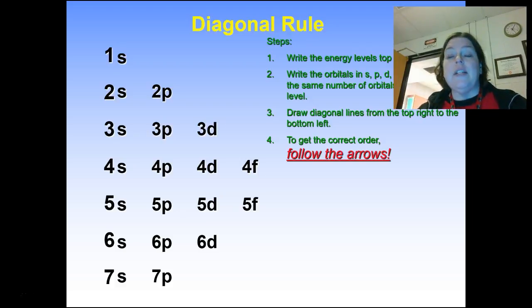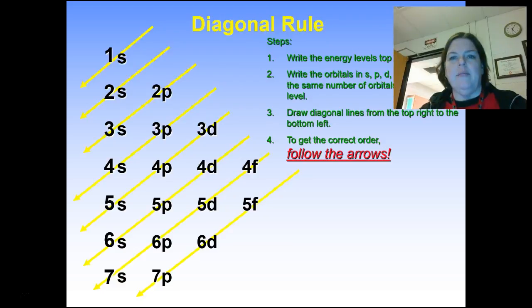So now, how do we know what the diagonal rule says? Well, we draw a diagonal arrow from the top right to the bottom left, starting at the top. So the first arrow is there. Okay, so here are our arrows. Blow your mind, right? Okay, so our arrows come in and you can see the order is 1s, 2s, 2p, 3s, 3p, 4s, 3d, 4p, 5s, 4d, 5p, 6s, 4f, 5d, 6p, 7s, 5f, 6d, 7p.